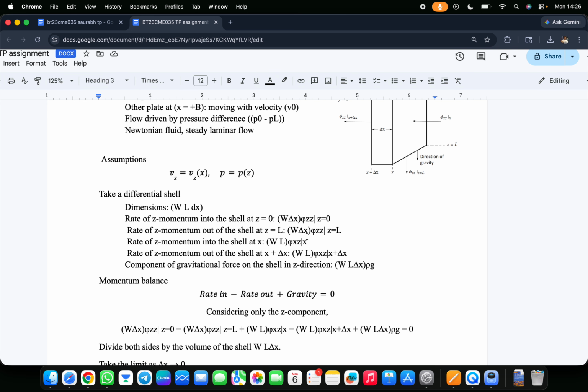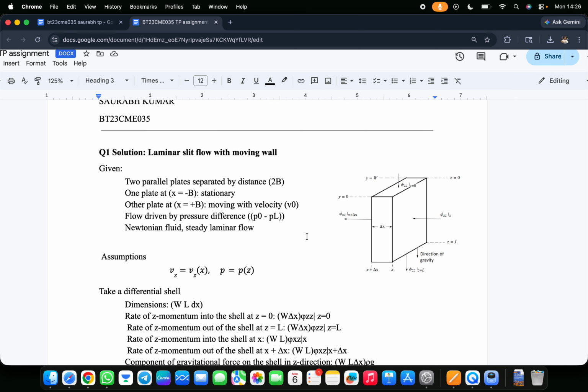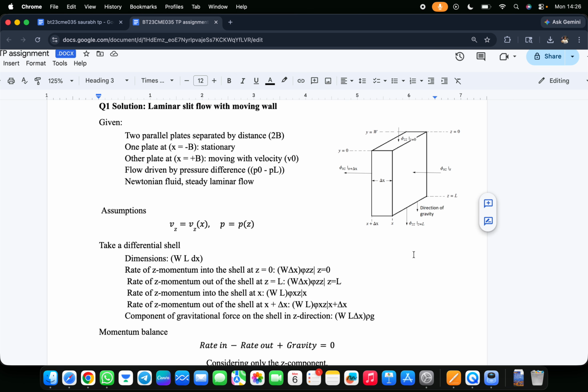Now we have to do the shell balance. So first we have to take the differential shell. The dimension of the differential shell will be W, L, delta x. Why? Because our velocity is only changing in x direction. So our shell will look like a cuboid, and its dimension will be W, L, delta x. Now we will balance the momentum in z direction.